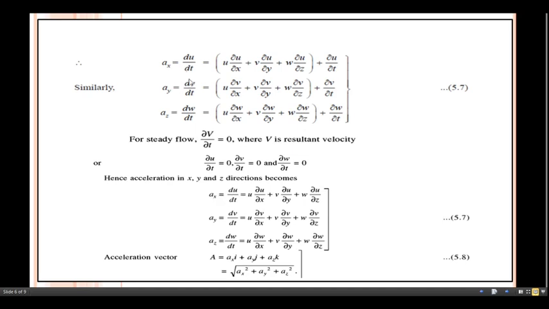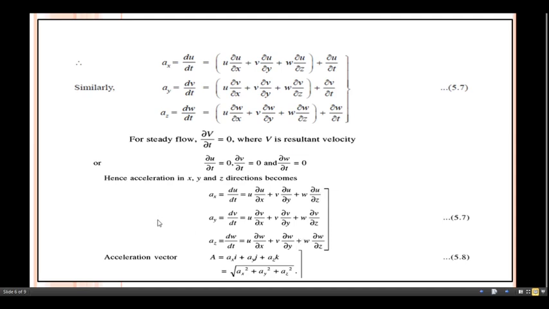Ax equals u plus ∂u/∂t equals u ∂u/∂x, this term written as it is, plus this one v ∂u/∂y plus w ∂u/∂z. Similarly the other terms are written as it is.